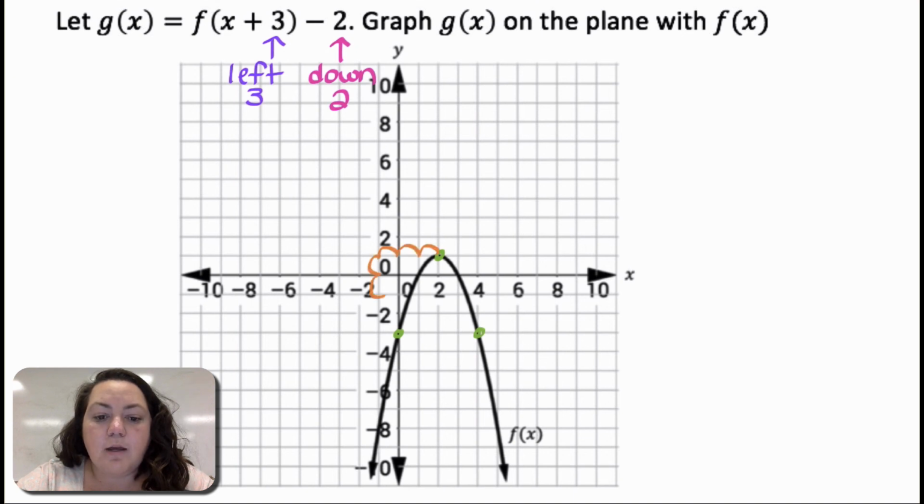I'm going to go left 3, down 2. So there's my new vertex, that point where it changes from increasing to decreasing. And then I'm going to move the other points. I'm going to shift them left 3, down 2. Now I have these 3 points, and I can use those as a guide to draw my g of x. Okay, so that's g of x, and I labeled it.